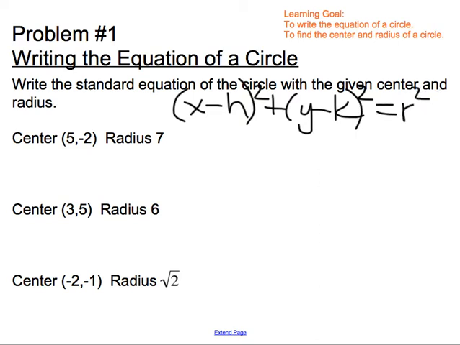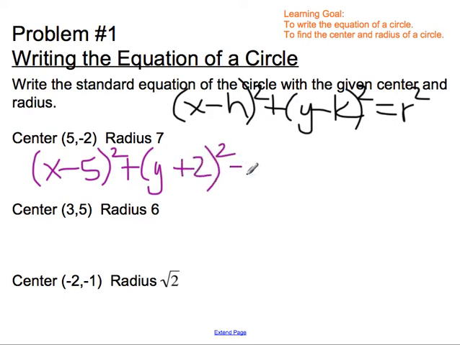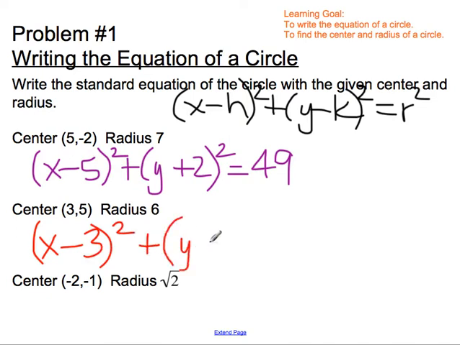So this first question, the center is at 5, 2. So we have x minus 5 squared plus y minus negative 2 squared. And that's going to equal 7 squared, which is 49. Our second equation is going to be x minus 3 squared plus y minus 5 squared, and that's going to equal 6 squared, which is 36.